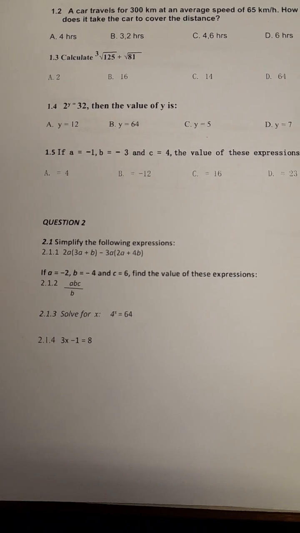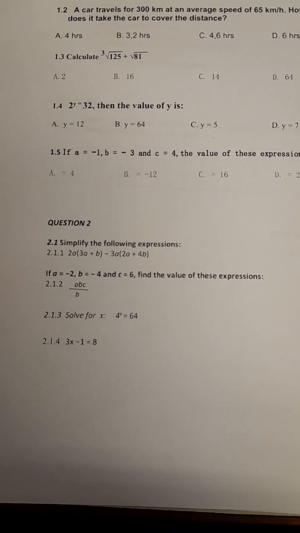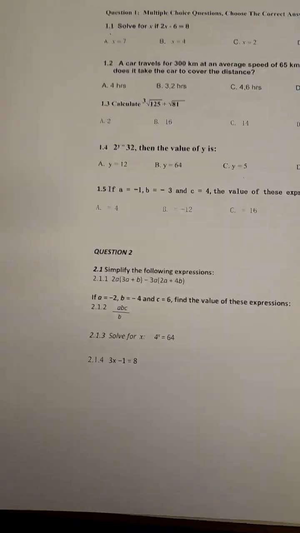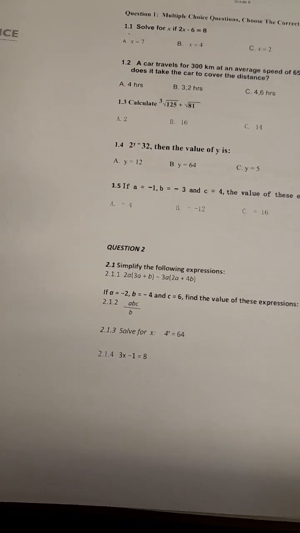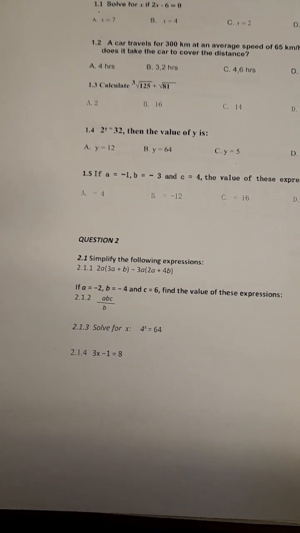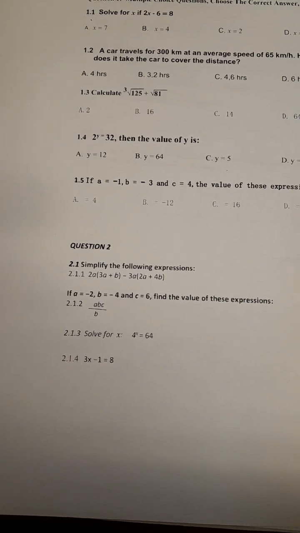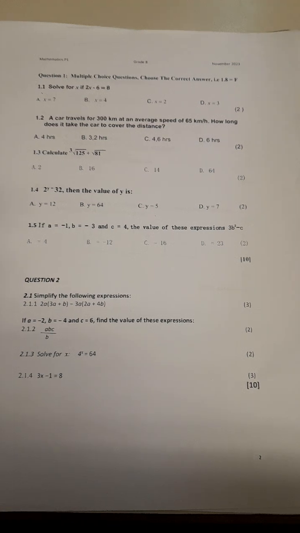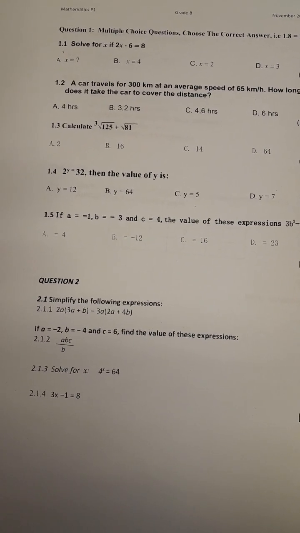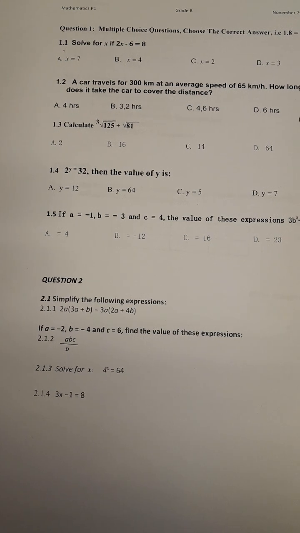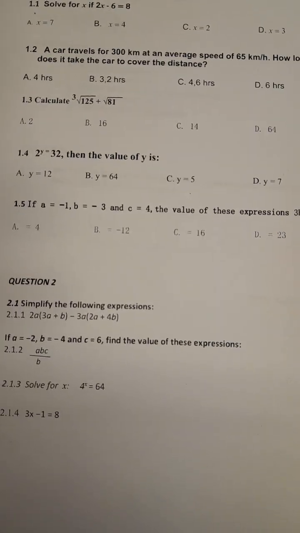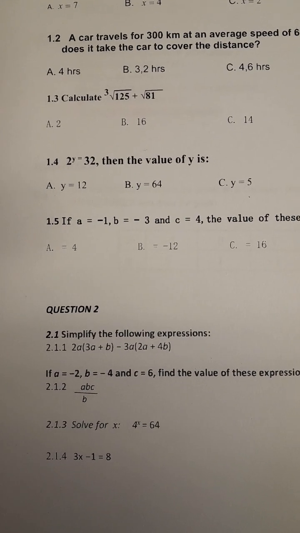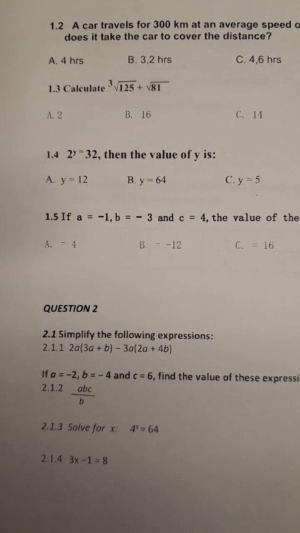So question 2.1 says simplify the following expressions. We're going to do 2.1.1. Just before I get into it, you can see it's 2a into 3a plus b minus 3a into 2a plus 4b. So we are going to simplify the following expression, and hopefully as we simplify it, we can actually get somewhere. Alright, so let's proceed: 2a into 3a plus b minus 3a into 2a plus 4b.